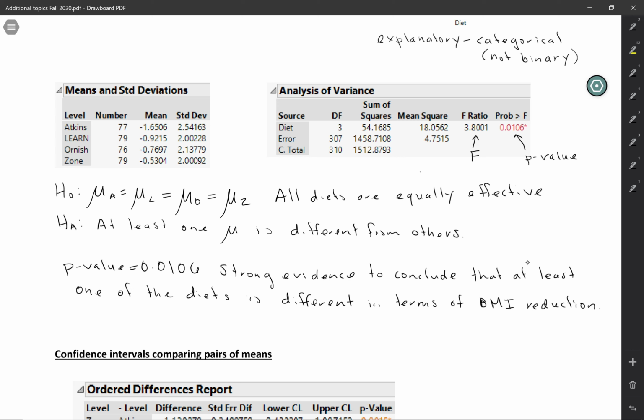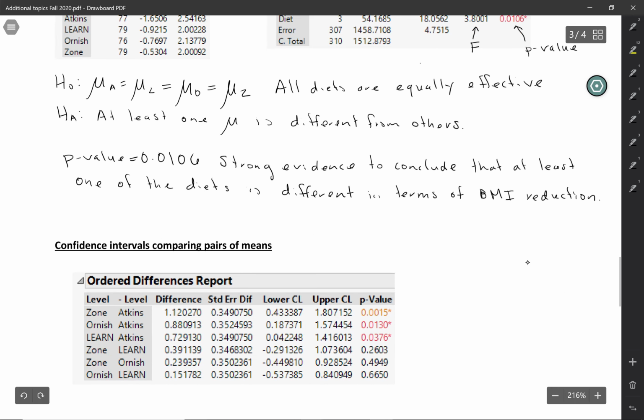So on its own, that's not really a satisfying conclusion because that doesn't tell us which of the diets works best or which of them are different from each other. We're going to need some way to follow up on that. And there's a couple of different ways to do it, but one of them is to use confidence intervals, sort of similar to the way we did when we were comparing proportions after a chi-squared test of independence.